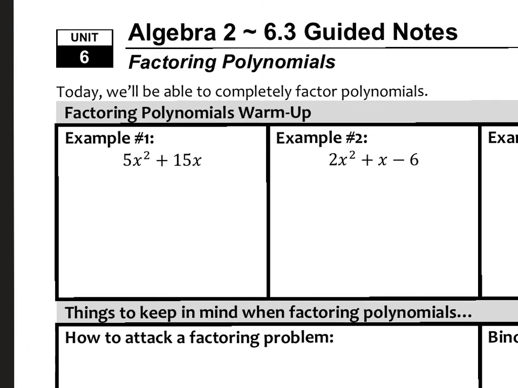last semester. So this first one, we have a greatest common factor of 5x. So put that 5x out front, divide both by 5x, and we get x plus 3. And we're done. Next one.